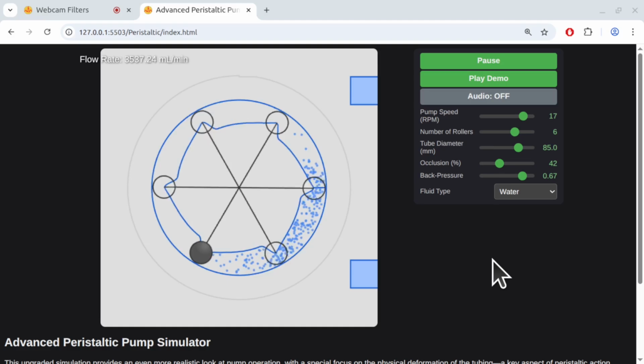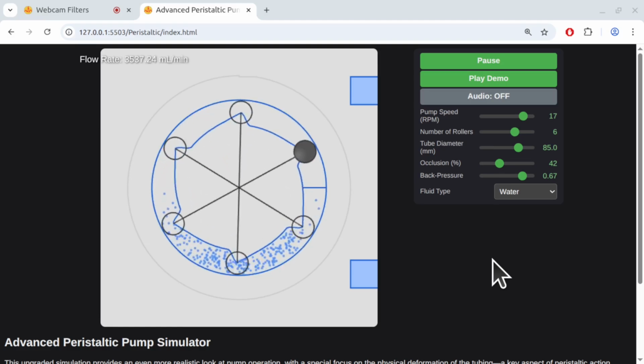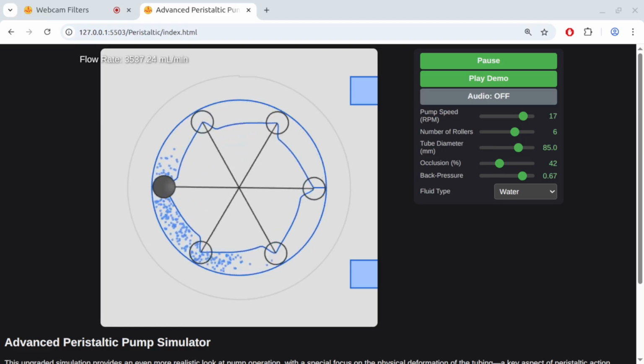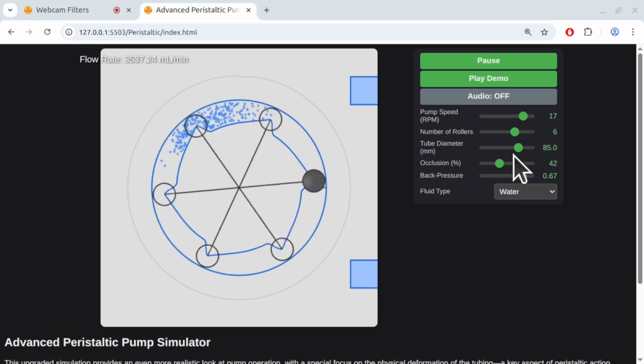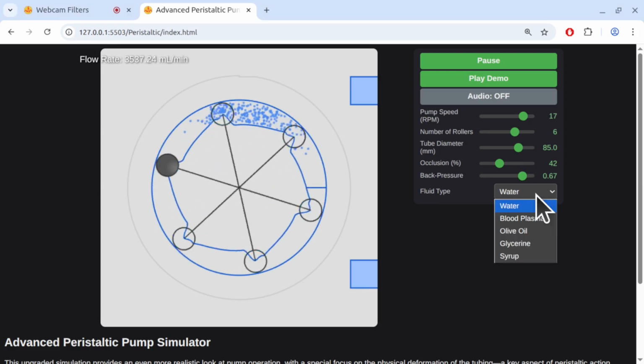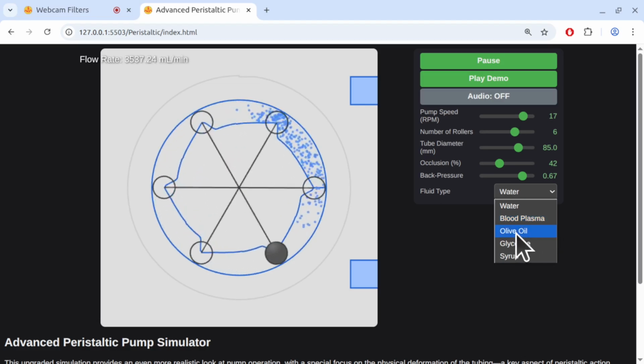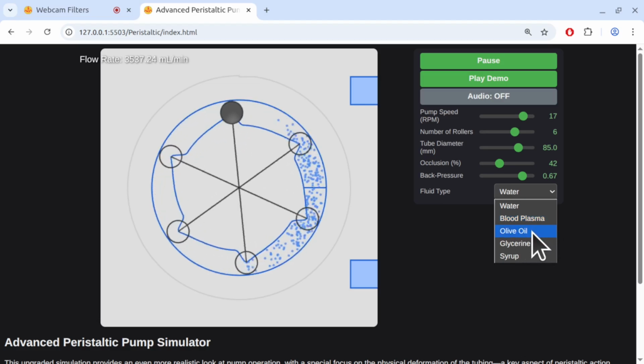Based on the code, the populate fluid selector function ensures all fluid types are added to the dropdown and sets the... Can you double check? I don't think that's correct. Water working okay, blood plasma working, olive oil working. Can you check the other two?